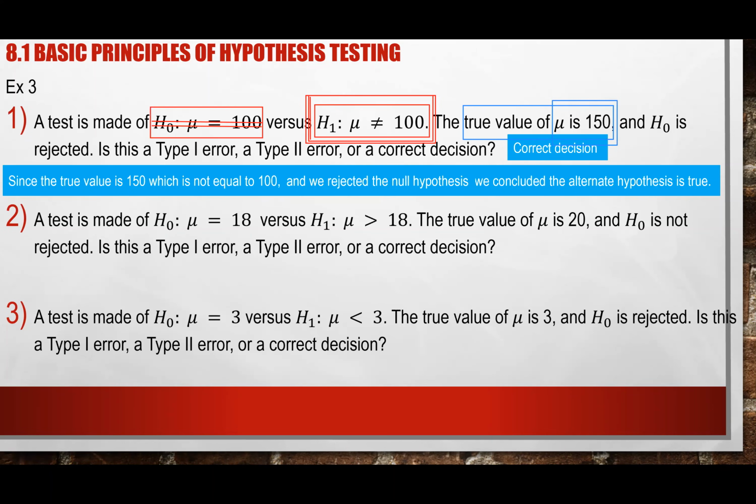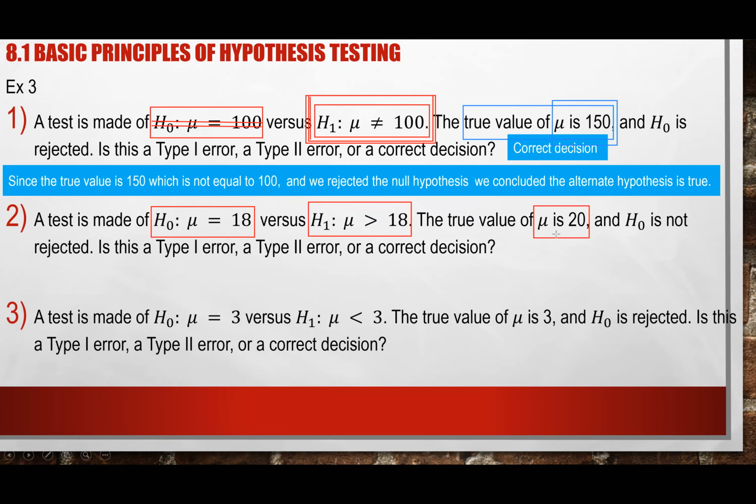So again, if you look at number 2, which is very identical, just different numbers, right? The null hypothesis is mu is equal to 18, and the alternative hypothesis is mu is bigger than 18. And then they found out that mu is equal to 20. Do you agree that mu is equal to 20 is a check, because 20 is bigger than 18? So we know that this is what we want, okay?